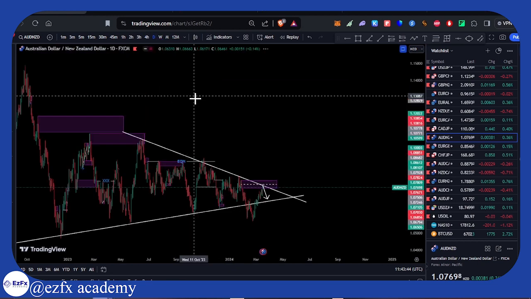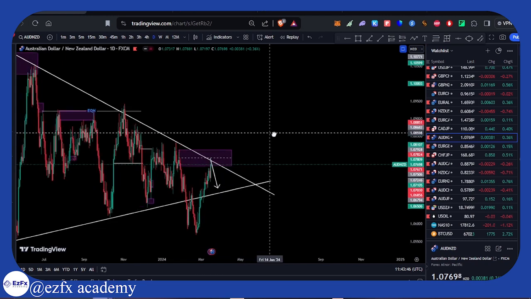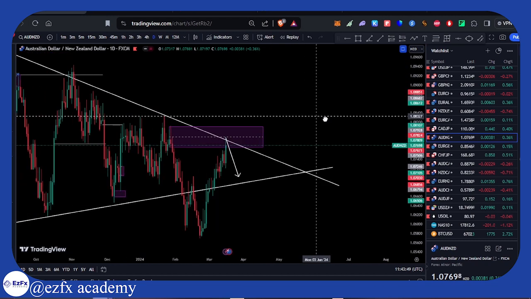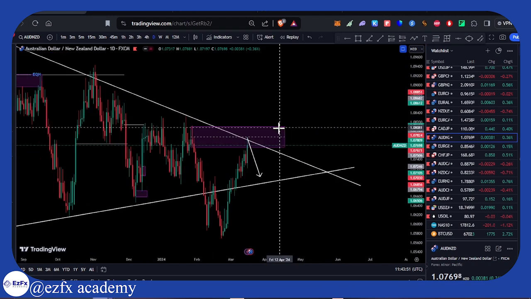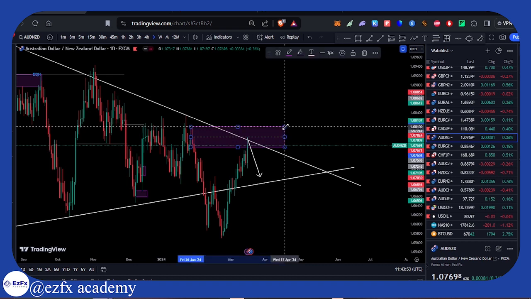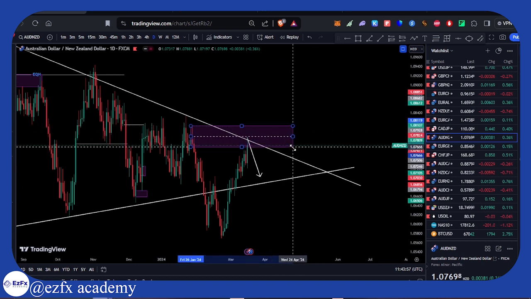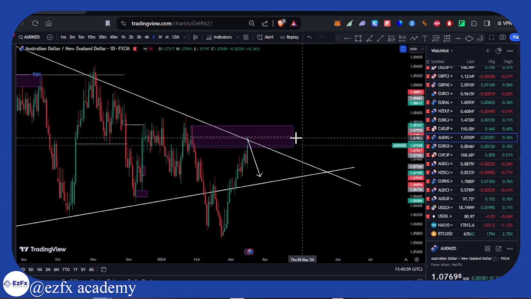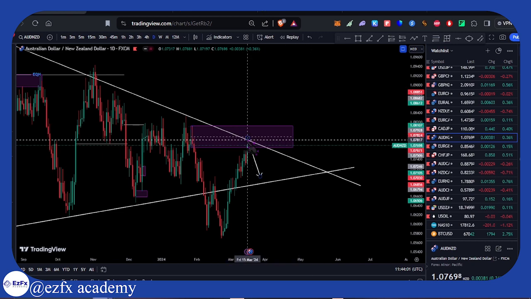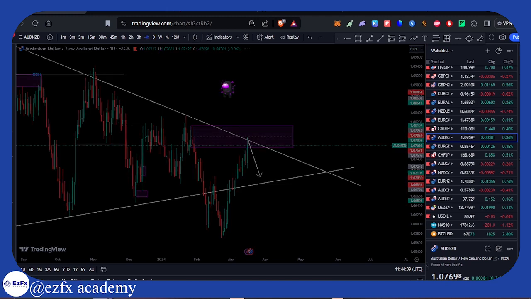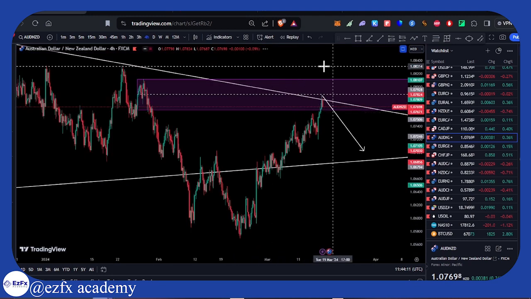Let me confirm that, please. Yes, I marked this out on the daily. As you can see here, price has even come up into the 0.5 of that other block. Let me just draw that a bit better. Price has come up into the 0.5 of that other block. So I'll be expecting a bearish reaction on AUD/NZD. Just to clarify, I'll be expecting AUD/NZD to be bearish during the course of this week.